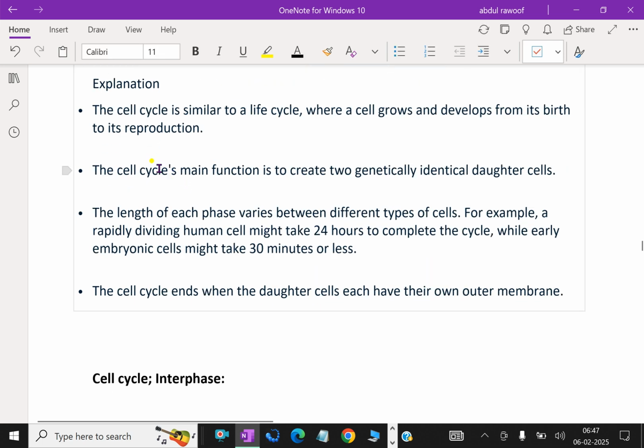That's the explanation. The cell cycle is similar to a life cycle where a cell grows and develops from its birth to its reproduction. The cell cycle's main function is to create two genetically identical daughter cells. The length of each phase varies between the different types of cells. For example, a rapidly dividing human cell might take 24 hours to complete the cycle, while early embryonic cells might take 30 minutes or less. The cell cycle ends when the daughter cells each have their own outer membrane.